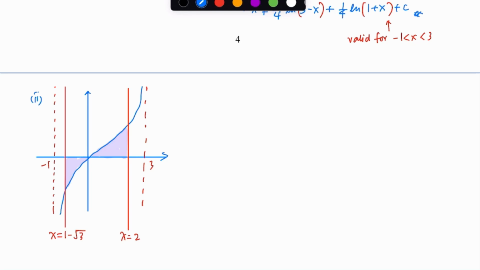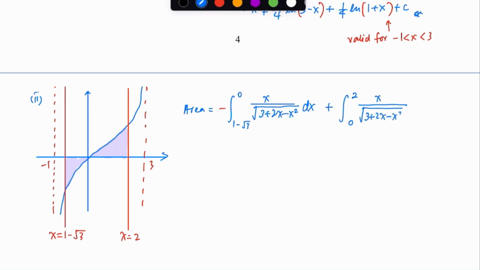So for the negative part, the shaded area for the negative part, we will have to take the negative of the integral from 1 minus root 3 to 0 of this thing. Then for the positive part, we are going to integrate from 0 to 2 of the same thing.